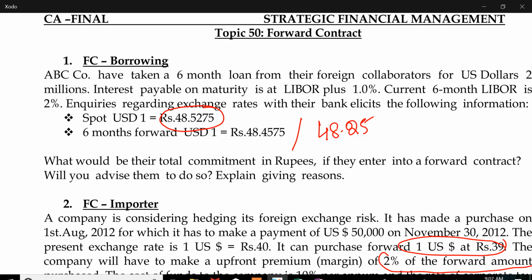Next point. Total commitment in rupees equals USD payable into 6-month forward rate.